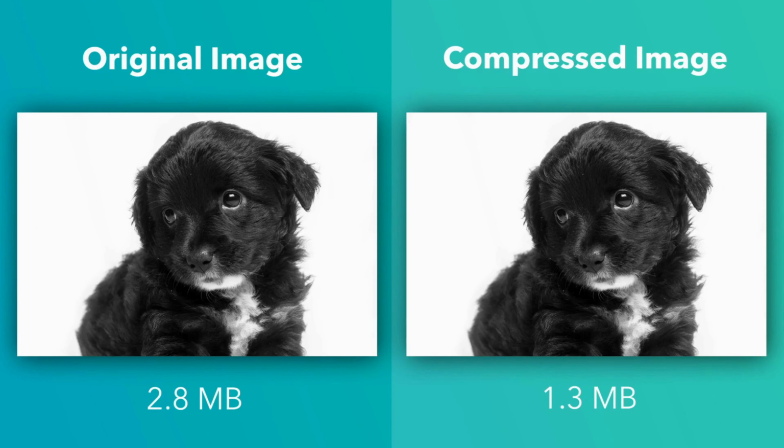Take a look at these two images. The one on the left is the original full-size image. The one on the right is the compressed version. Can you tell the difference? Probably not. And just look at how much smaller the file size is. The original image is 2.8 megabytes, while the compressed image is only 1.3 megabytes. That means less time to load. But be sure to save the original copies of your images too. The compression will permanently alter the image.